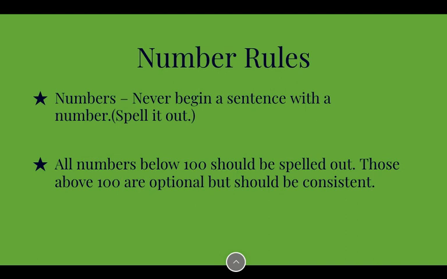What I personally do is when I have numbers over 100, I simply write out the numeric digits. So if it's 250, I write 250. If it's once again 78, then I write out the words for the numbers, seventy-eight.